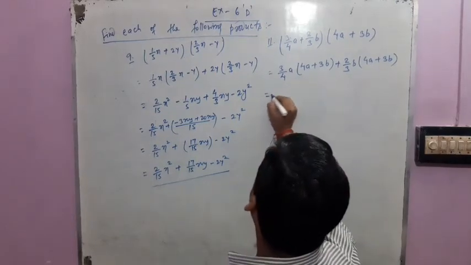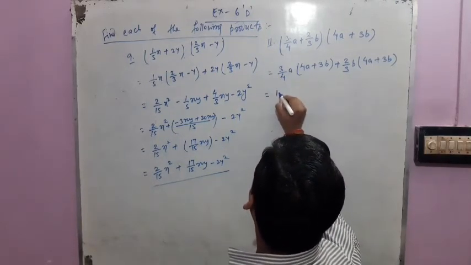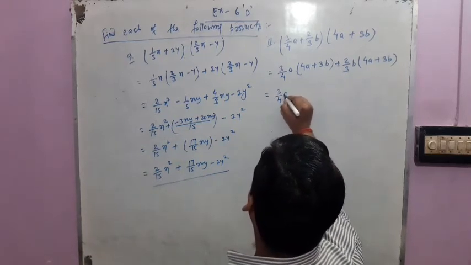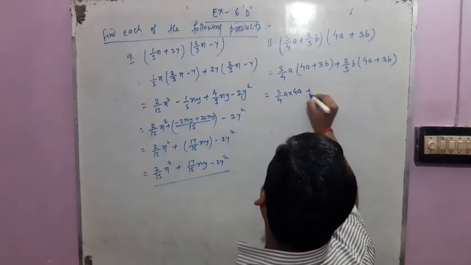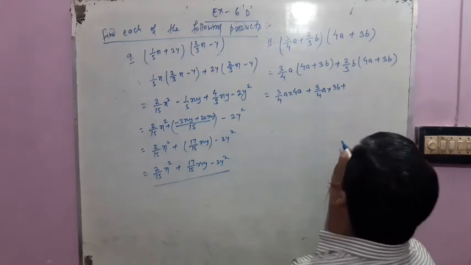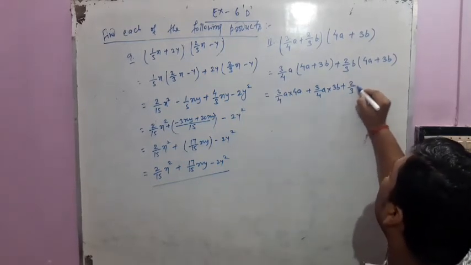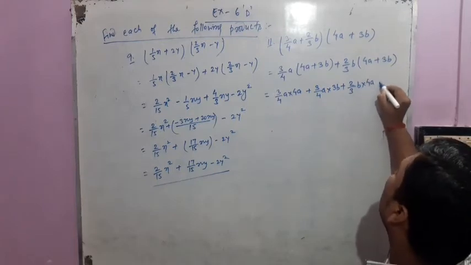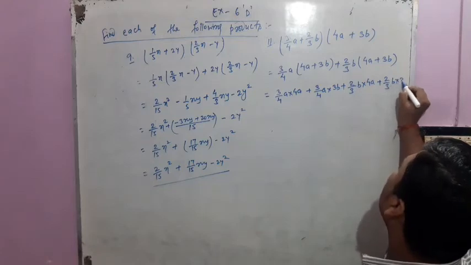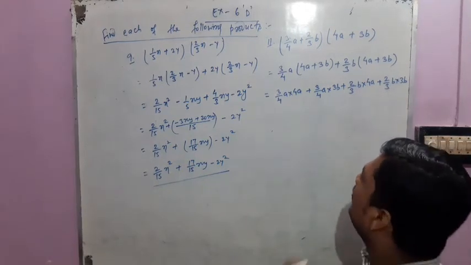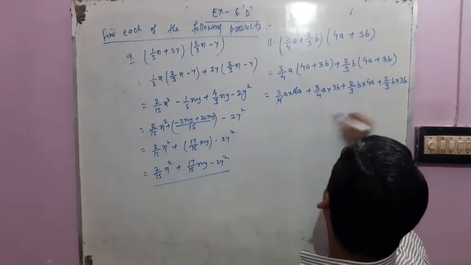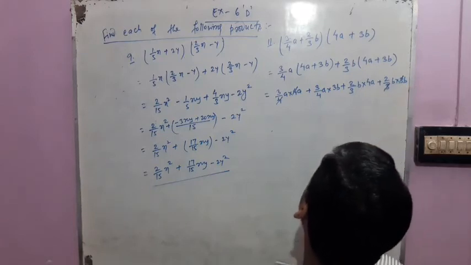Now continuing here, 3/4 a into 4a. Okay, student? And then 3/4 a into 3b. Okay, students? Now here 2/3 b into 4a and plus again here 2/3 b into 3b. Now here we are reducing the terms. 4 and 4, both 4 reduce each other. Again 3 and 3, both 3 reduce each other.